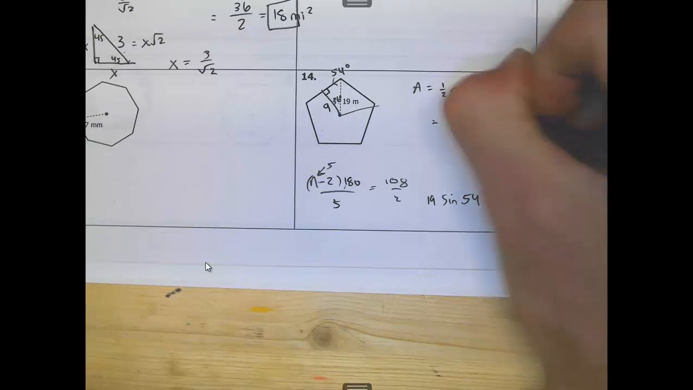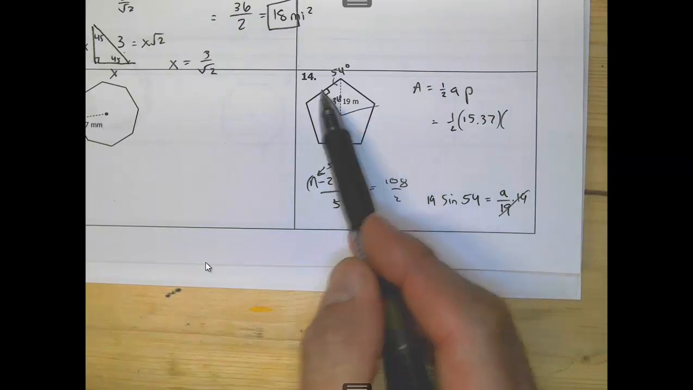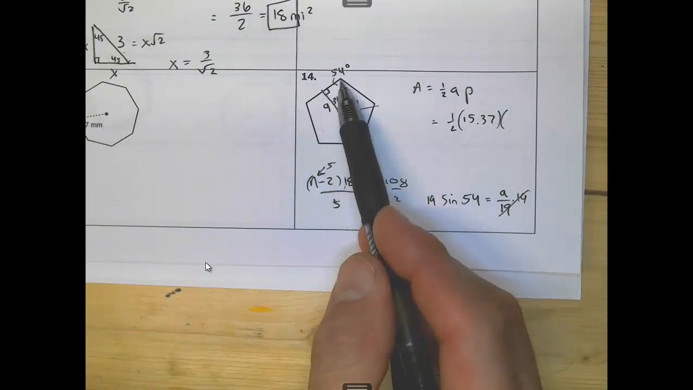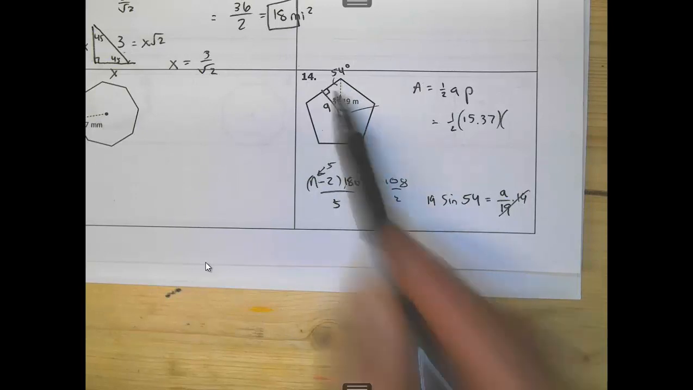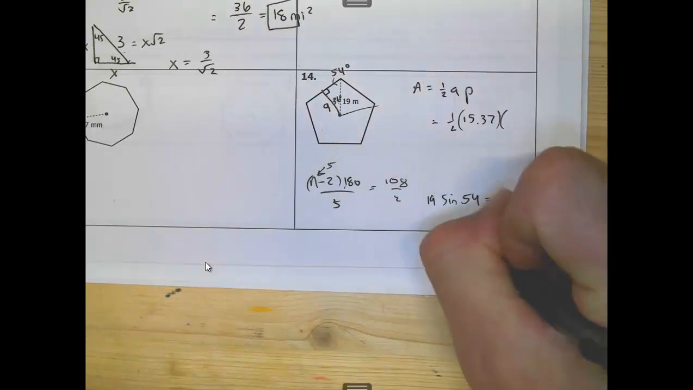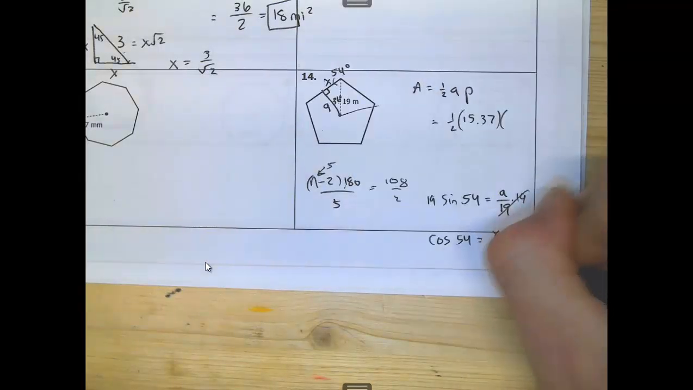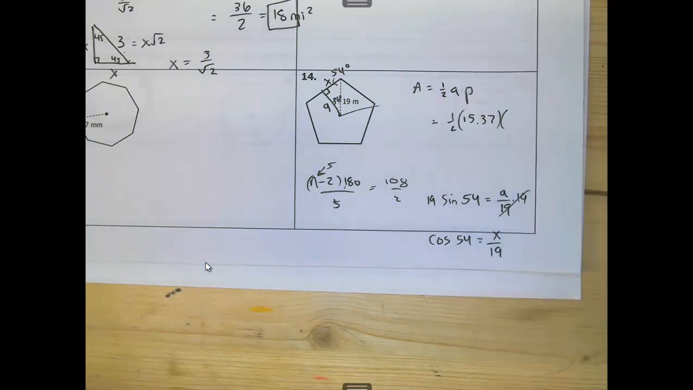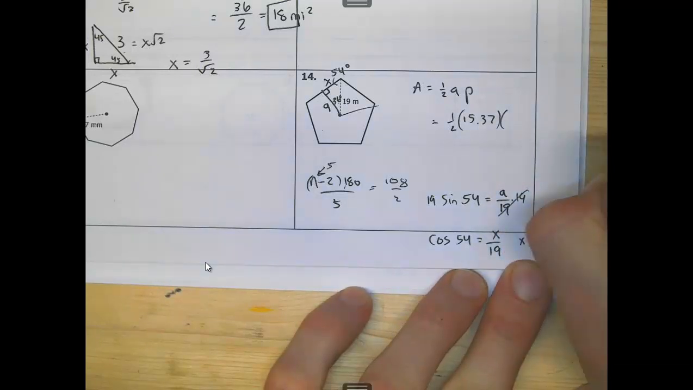And then for my perimeter, I need to find this other piece here. So I'm going to do adjacent, and I'm going to use the hypotenuse, so I'm going to do cosine. So cosine of 54 equals my adjacent, I'll call that x for now, adjacent over hypotenuse, which is 19. Multiply both sides by 19. And you get about 11.17. Now that's just this little distance right here.